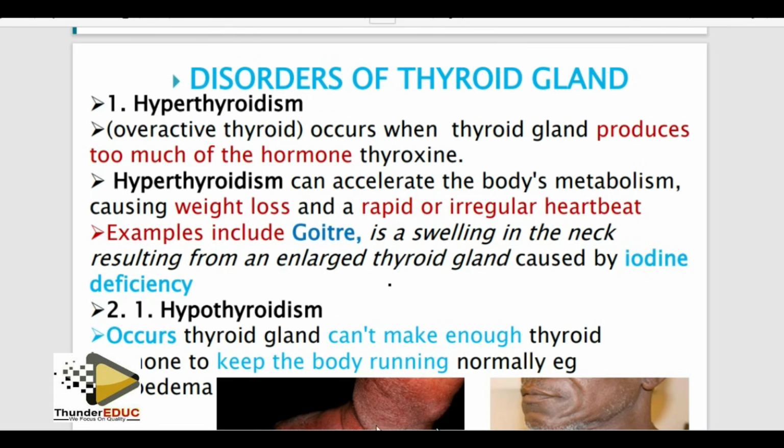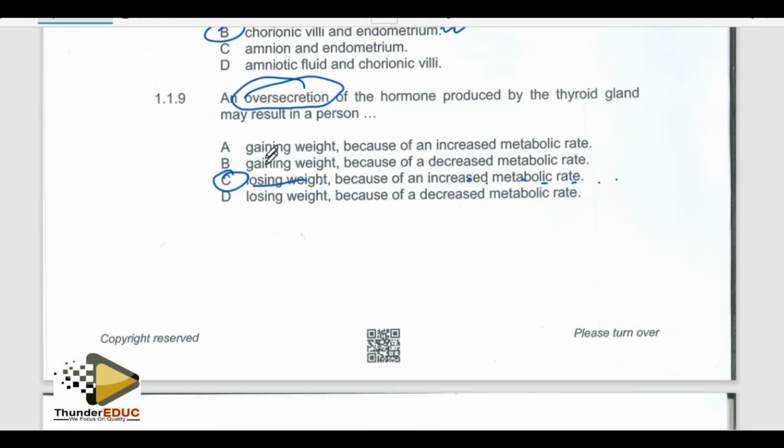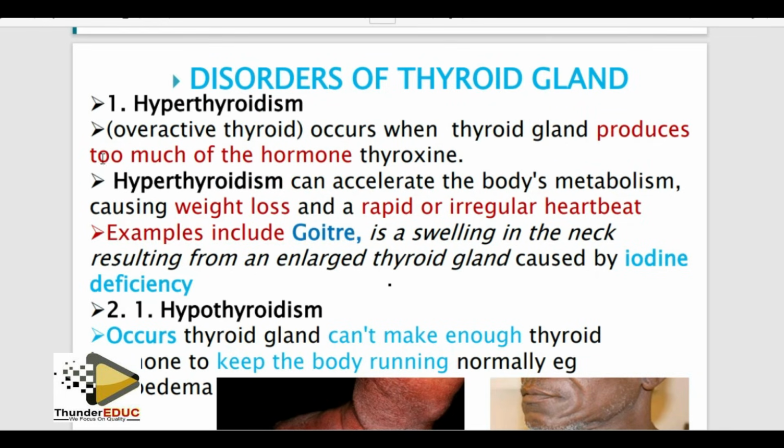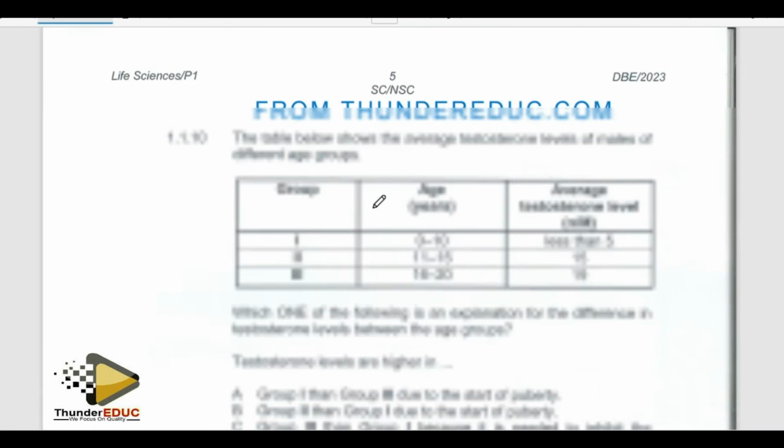Yes, this is what they are saying on this question, that oversecretion of this hormone, which is produced by the thyroid gland, which we have said is thyroxine, is going to cause weight loss because of the increased metabolic rate. That's what I tried to write here. That's where they got that question from. Yes, so I think I'm clear there. Let's go to the next question.